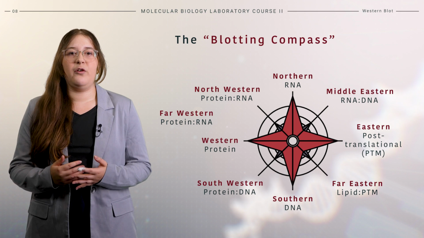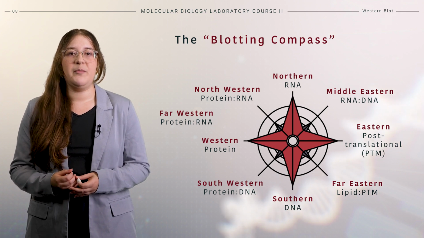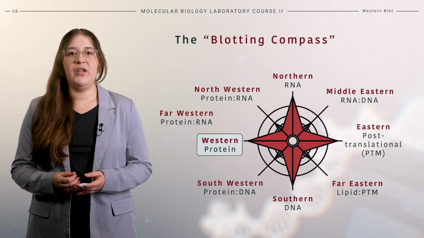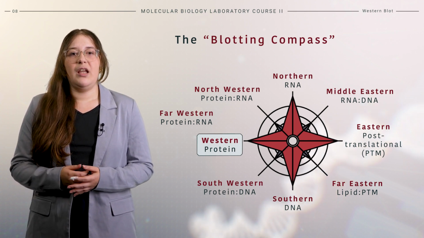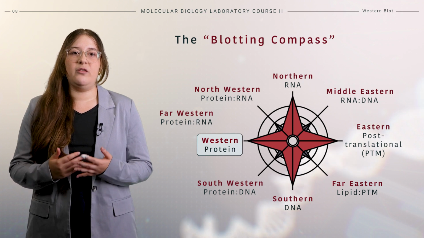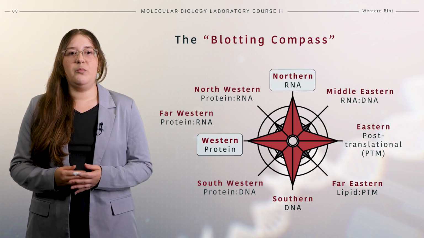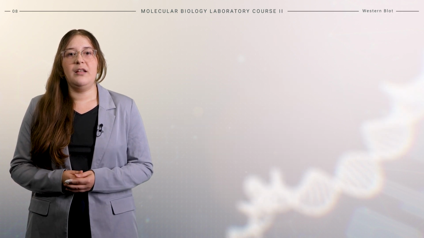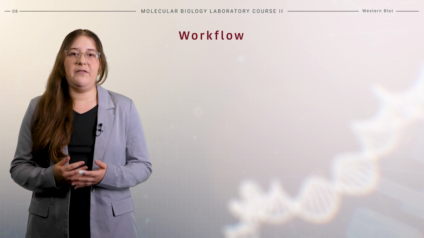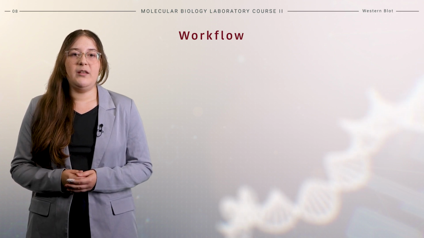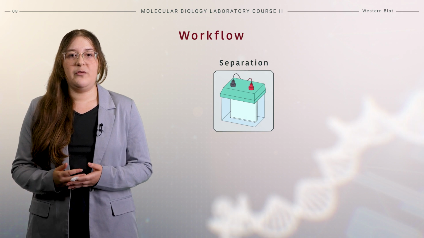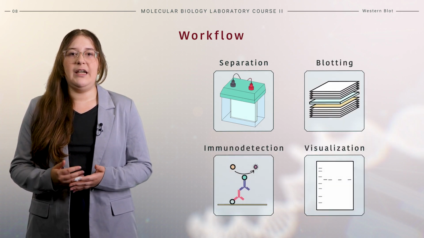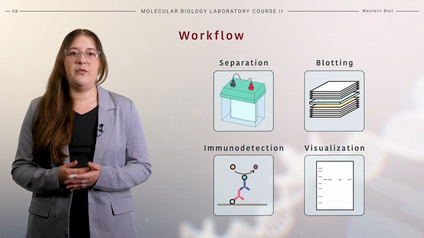Several techniques have evolved from the original Southern blot method. In the Western blot, proteins are detected using antibodies, which are also proteins. In this course, we will also learn about the Northern blot technique. To learn more about Northern blot, refer to the corresponding video. The execution of a Western blot can be divided into 4 main steps: the protein separation, transfer or blotting, detection, and visualization. The following slides will provide more detailed explanations for each of these steps.